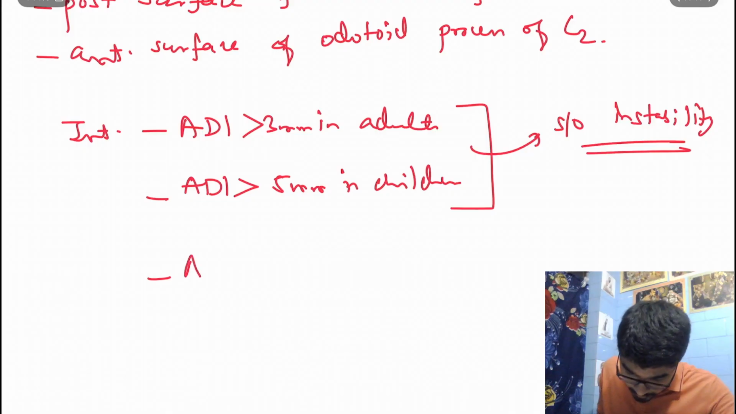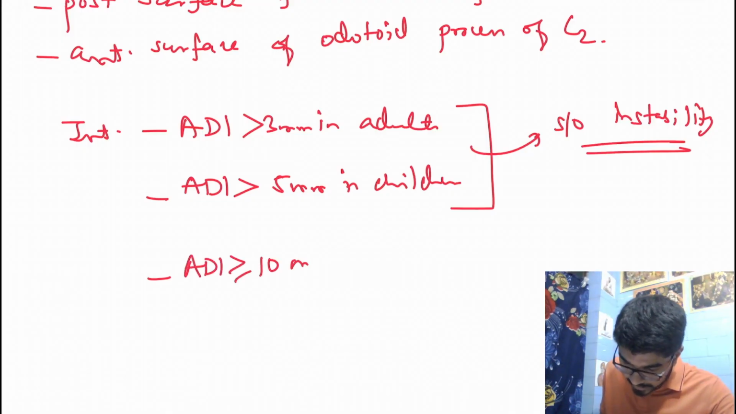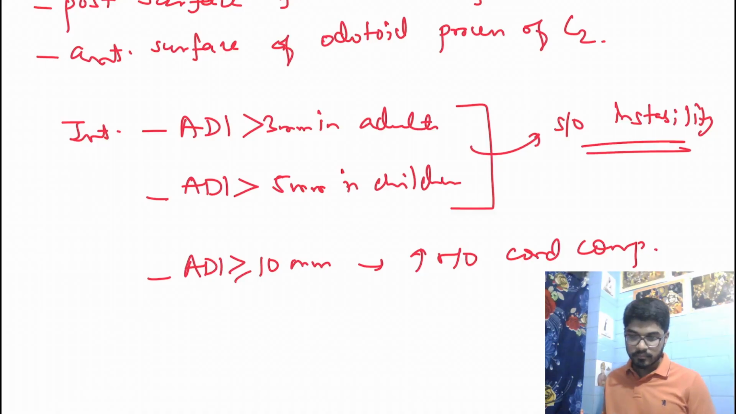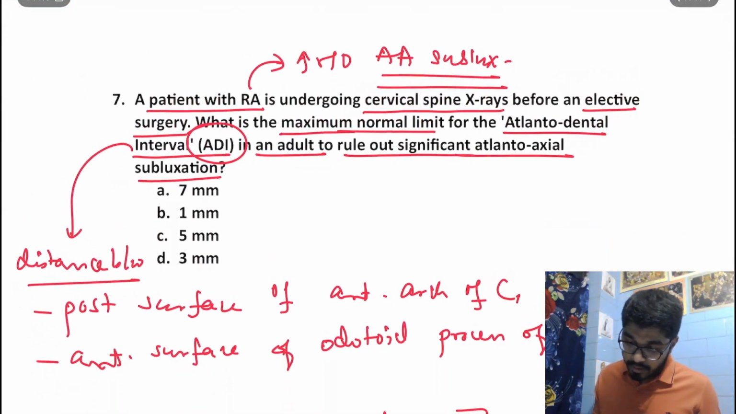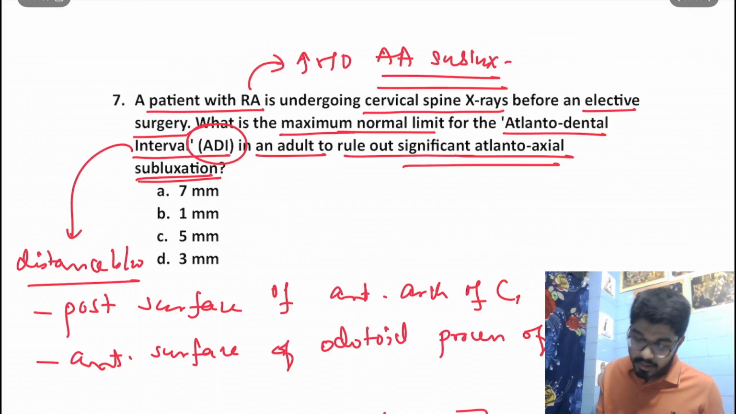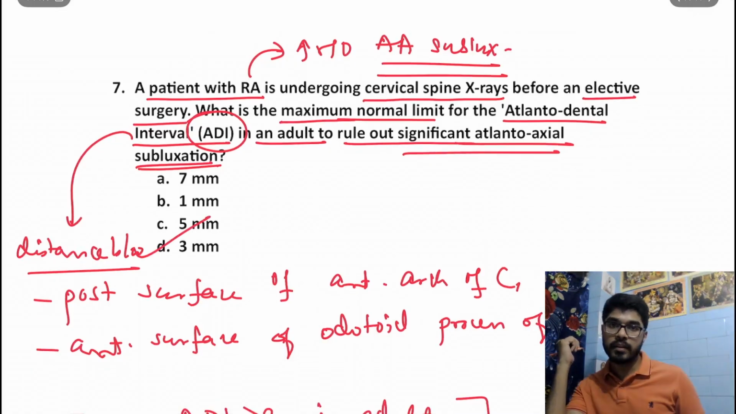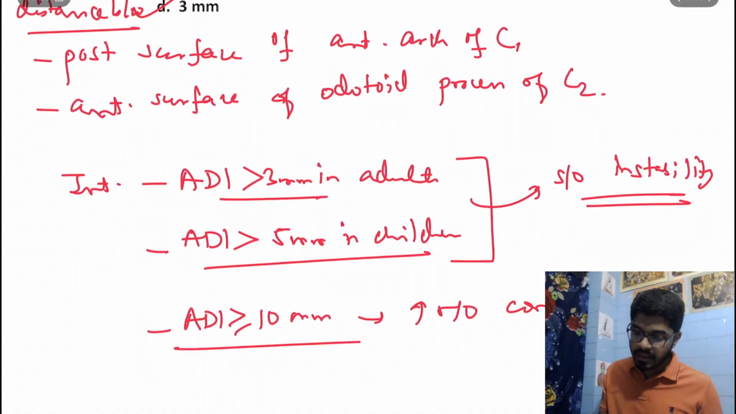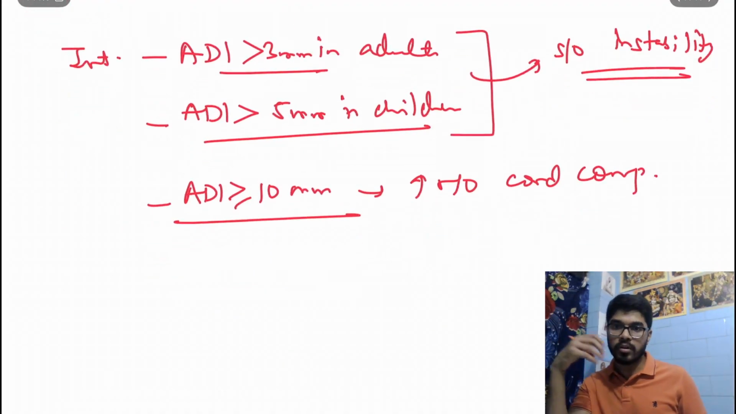Okay. And if the ADI is more than or equal to 10 millimeters, it is suggestive of increased risk of cord compression. So over here, they asked us about significant atlantoaxial subluxation in an adult. So our answer over here would be 3 millimeters. These three values are important. 3 millimeters in adults, 5 millimeters in children, 10 millimeters would result in increased risk of cord compression.